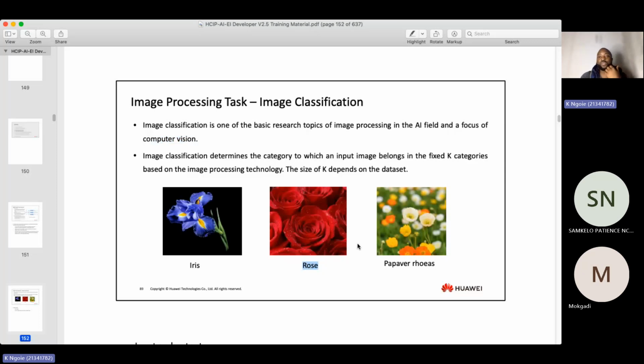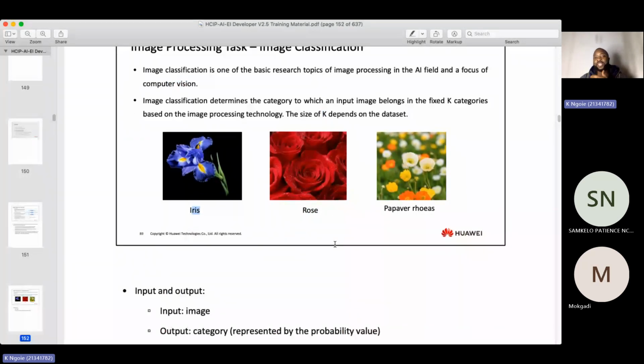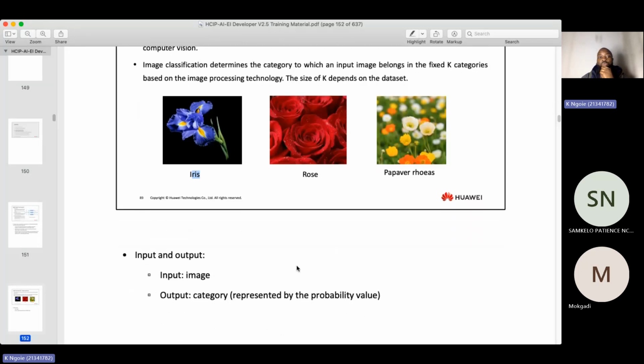Usually in a neural network, this will be one of the outputs in the last layer. The last layer will give us the outputs. The size of K will depend on the data set. K determines the number of categories that we have. So if we only have pictures of flowers, for example, and we want to determine between these three classes, K will be 3. If you want to classify between pictures of dogs and cats, K will be 2. So we have 2 classes.